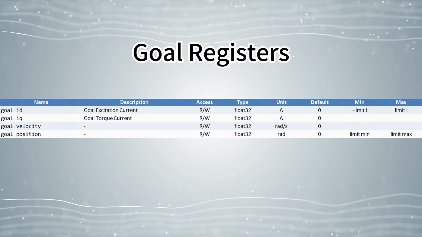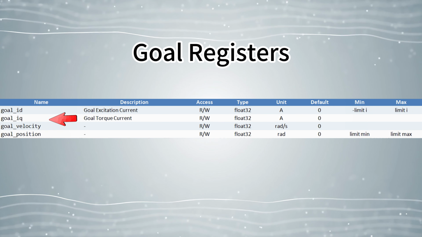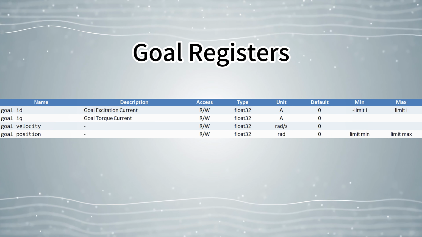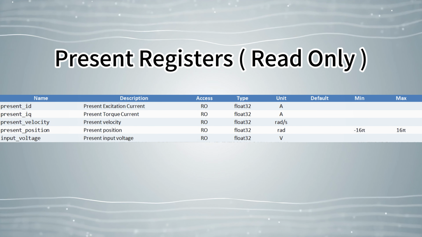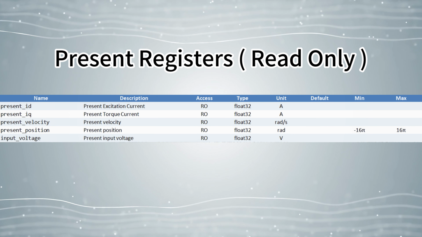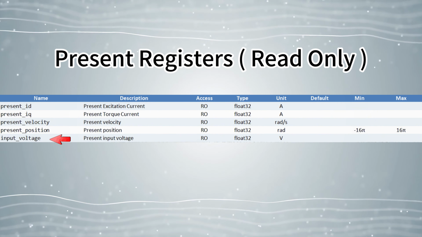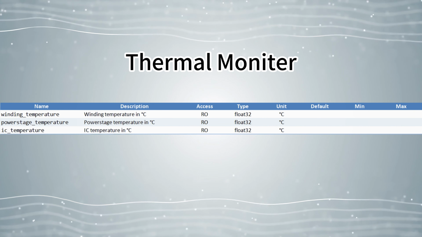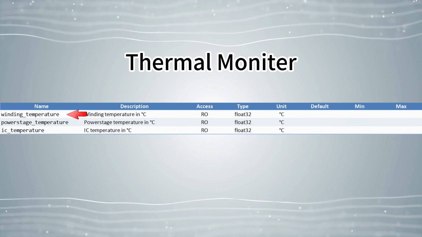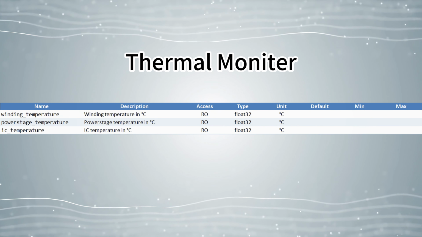Goal registers. These are your commands. Depending on your mode, you'll write to goal IQ, goal velocity, or goal position to tell the BEAR what to do. Present registers. These are read-only. They provide high-speed feedback on the actual current, velocity, position, and input voltage. Thermal monitoring. You can track 3 different temperatures: the winding, the power stage, and the IC, ensuring total thermal transparency.